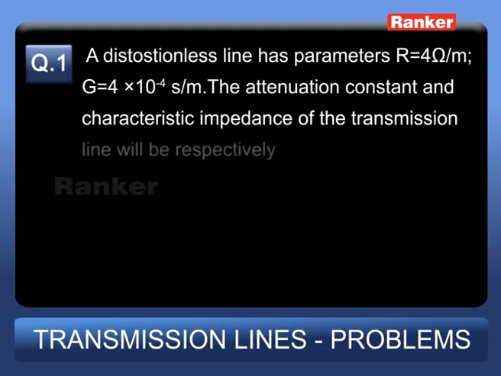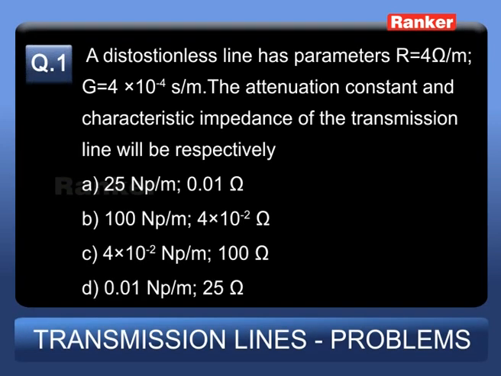Problem 1. A distortionless line has parameters R equals 4 ohm per meter and G equals 4 into 10 power minus 4 Siemens per meter. The attenuation constant and the characteristic impedance of the transmission line will be respectively.